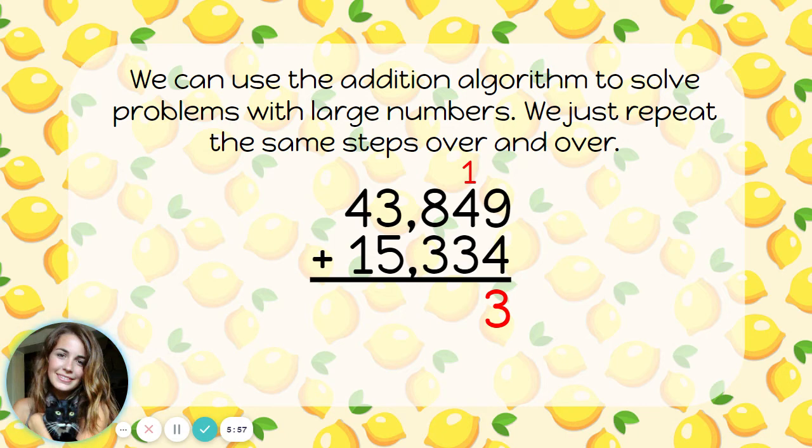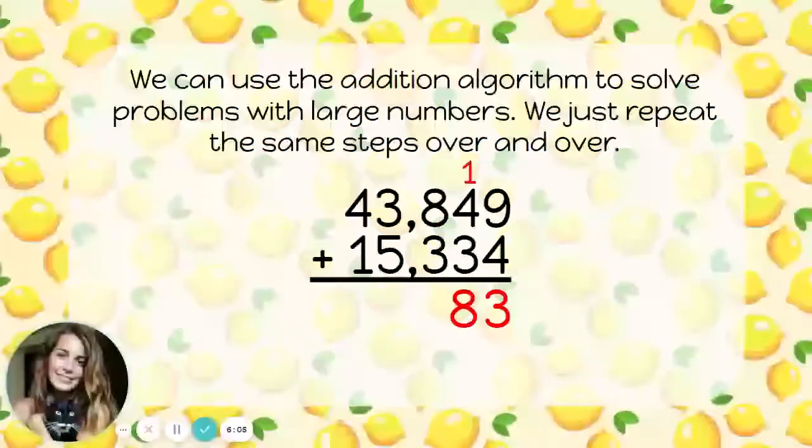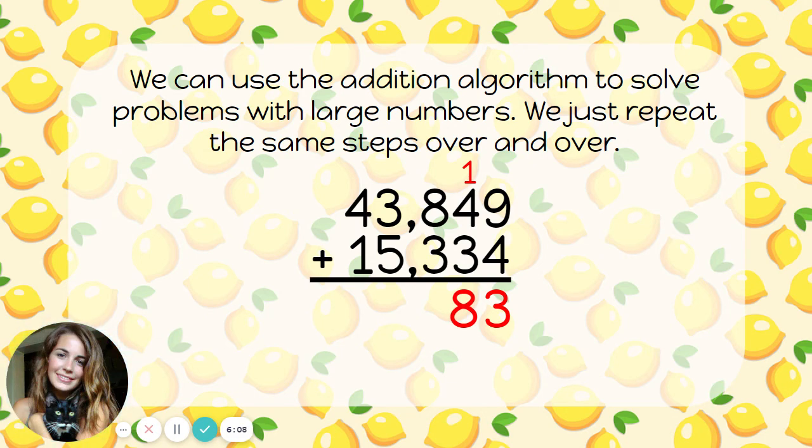Now I have 1 ten, 4 tens, and 3 more groups of 10. And 1 plus 4 plus 3 makes 8. Now let's add our hundreds. 8 hundreds plus 3 hundreds. That's 11 groups of 100. I can't put 11 in the hundreds place.